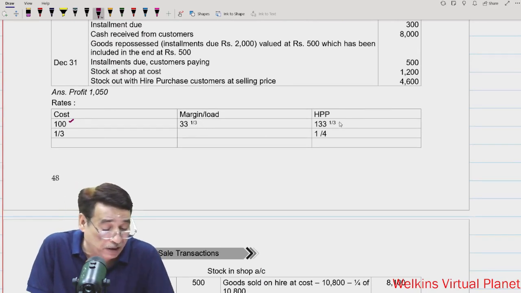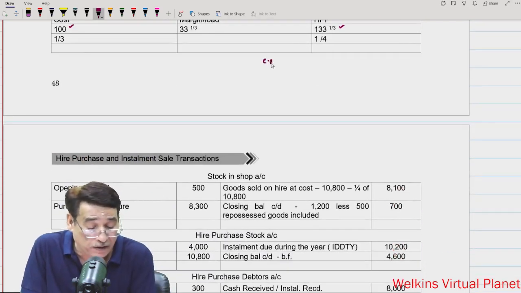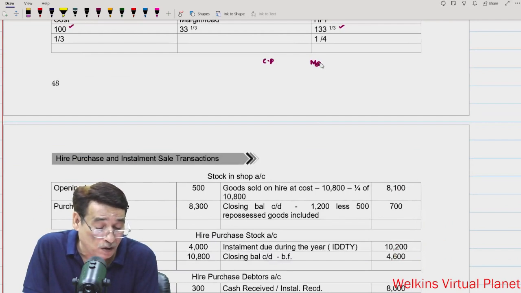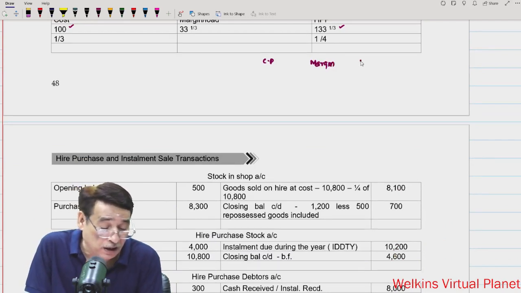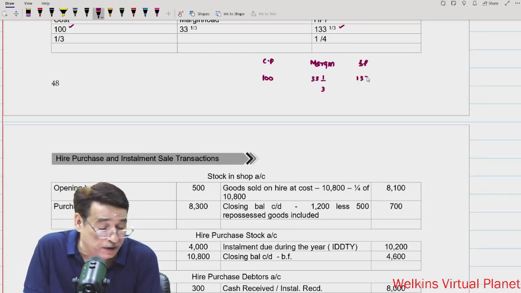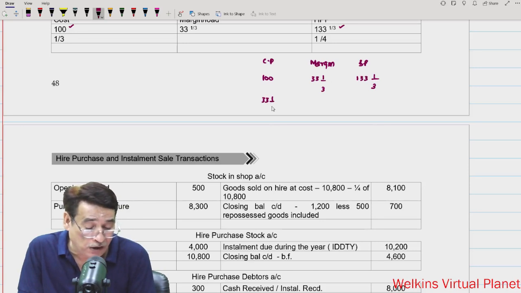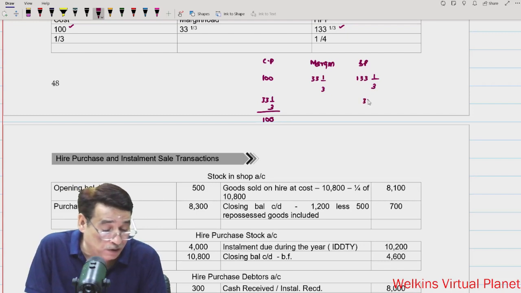So that means your hire purchase price will be equal to this much. Actually, let me show it in this manner. Cost price, margin is equal to your selling price. Cost is 100, margin is 33 1/3 actually it is. So your selling price will be 133 1/3. So rate of profit on cost will be 33 1/3 divided by 100. Correct? And rate of margin on selling price will be 33 1/3 divided by 133 1/3.